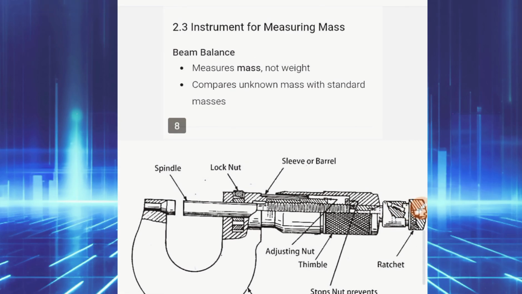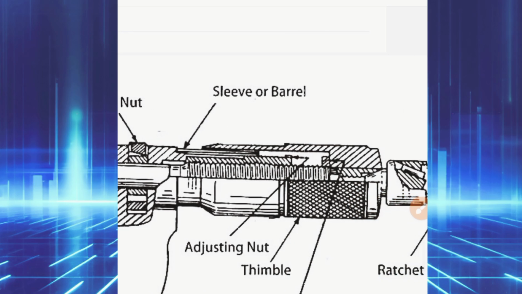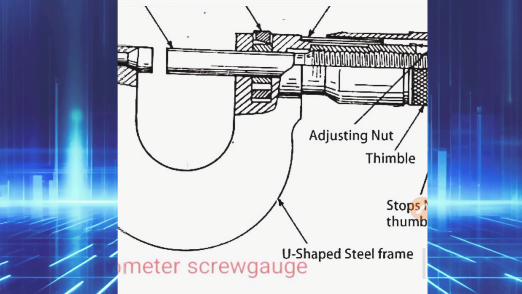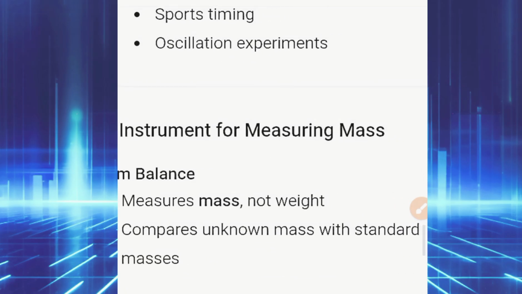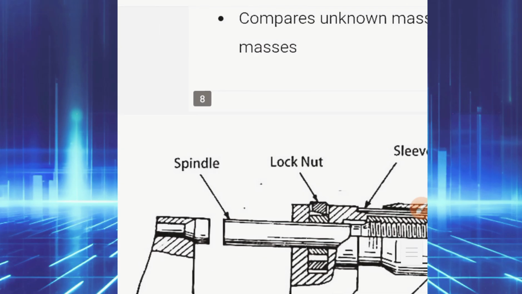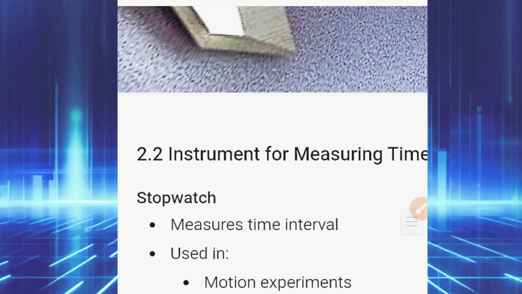So this is the micrometer screw gauge. This is the spindle. Here is the spindle. You can see it from here. This is the lock nuts. This is the sleeve. Are you there? Sleeve or barrel. This is the adjusting nuts. You can see them. So make sure you know the difference between the measurements of the micrometer screw gauge and the vernier calipers.